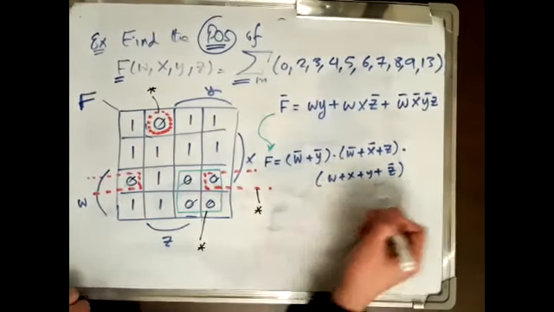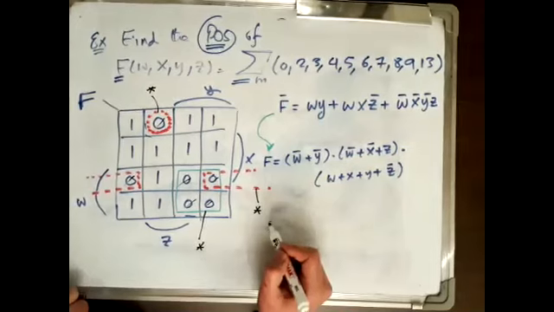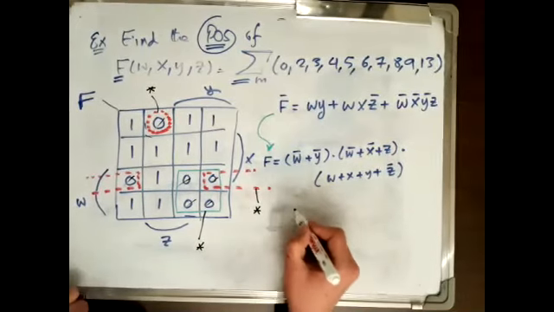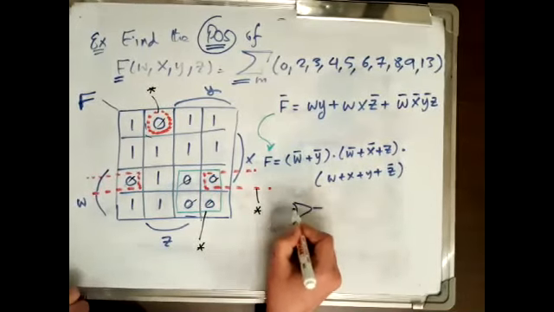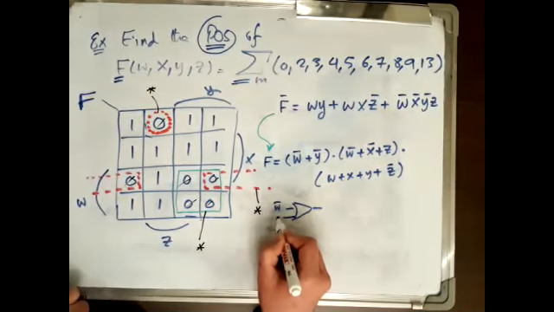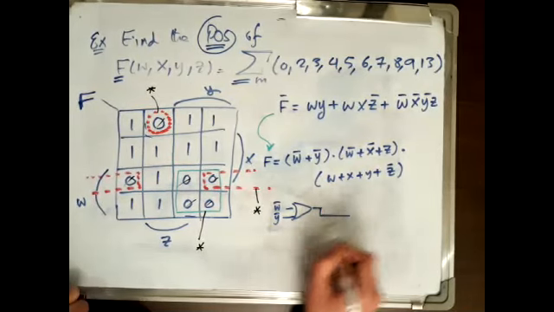Now, if you look at this expression, what is the logic diagram? You need an OR gate between W bar and Y bar. You AND it.